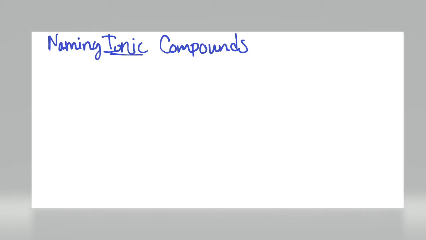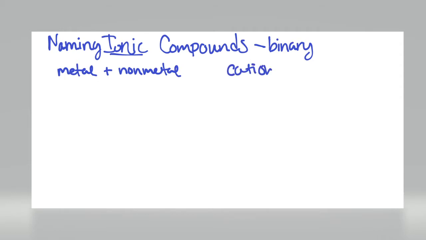This video is going to walk you through some of the basics of naming ionic compounds, specifically the binary kind, so 2 species. And back to our basic definition of ionic, it is a bond between a metal and a nonmetal species, or a cation plus an anion. Okay, remember your cation is your plus species and your anion is your minus charged species.